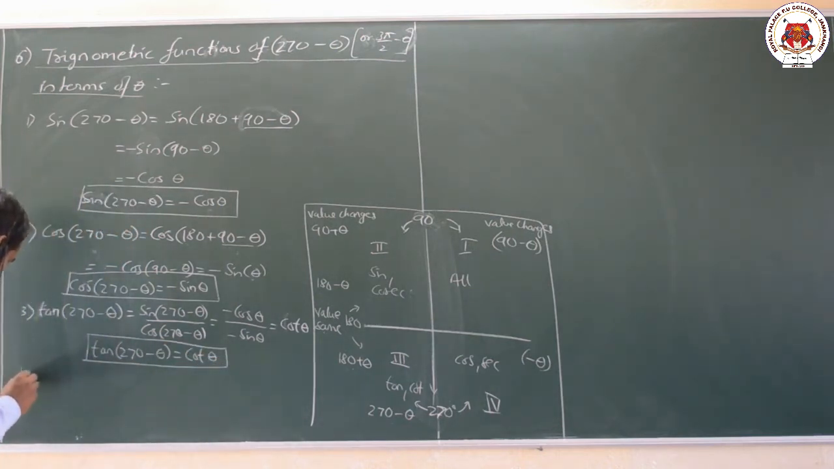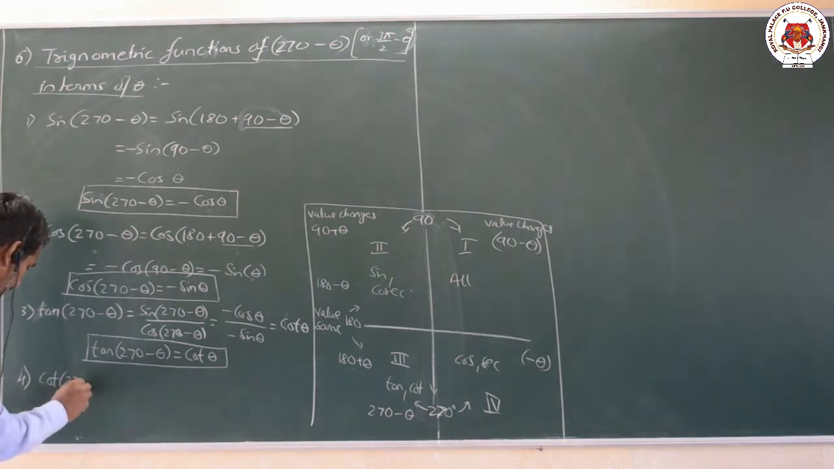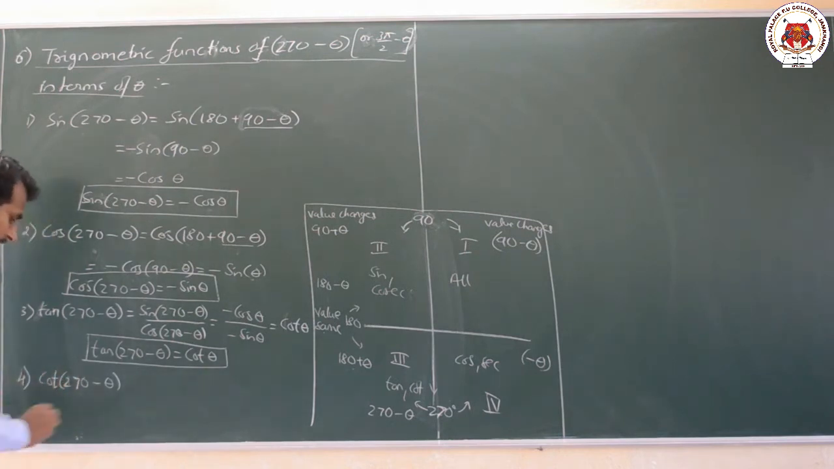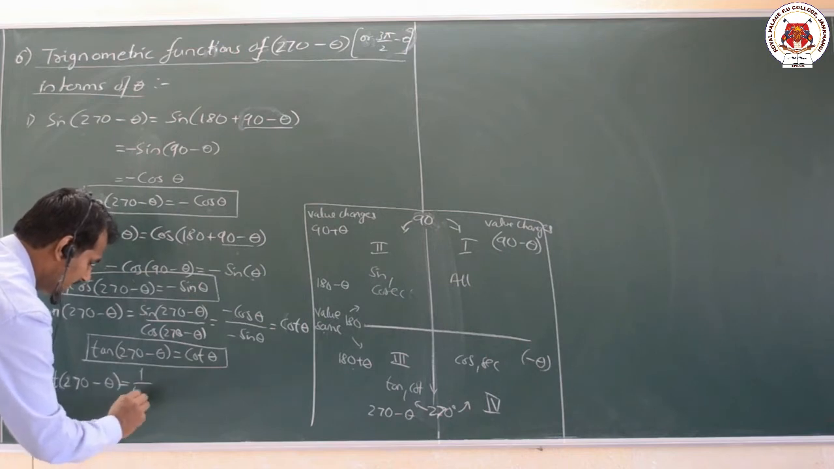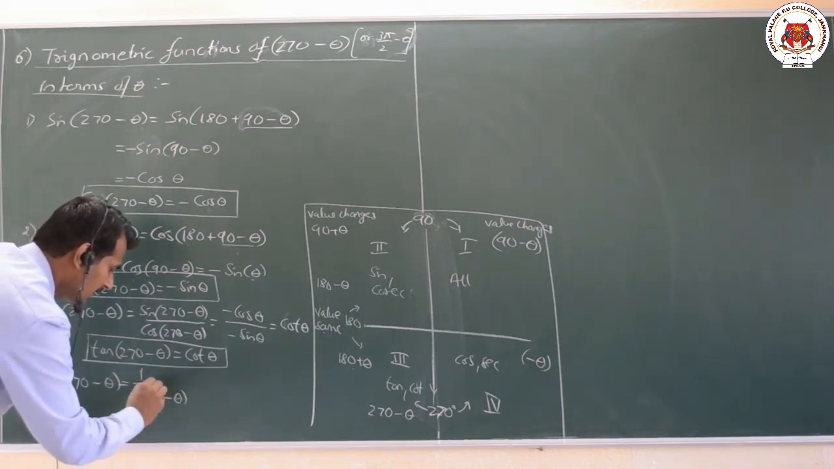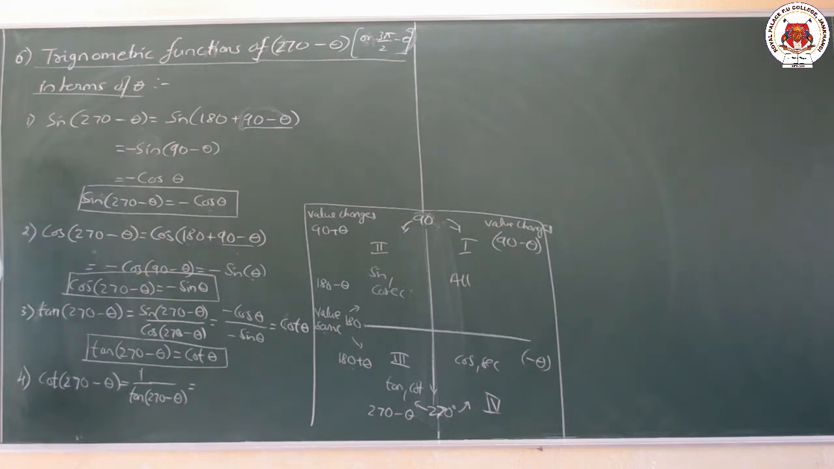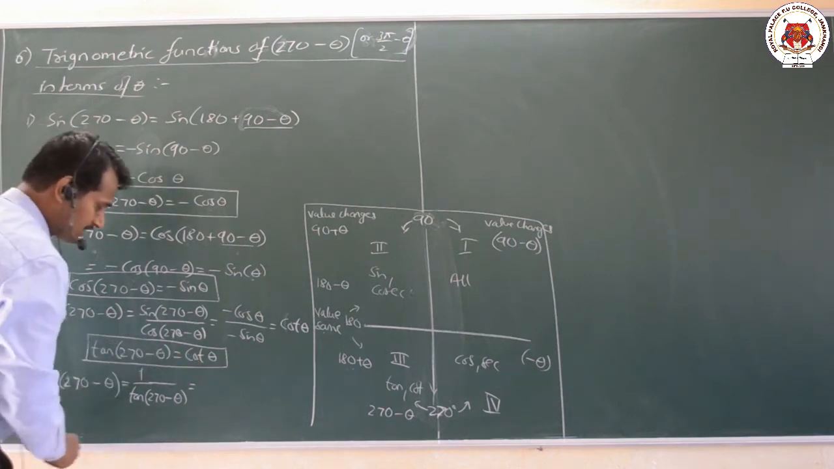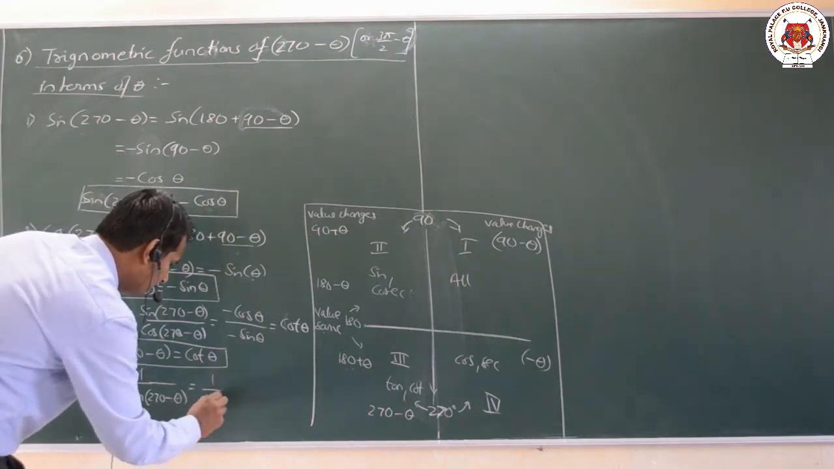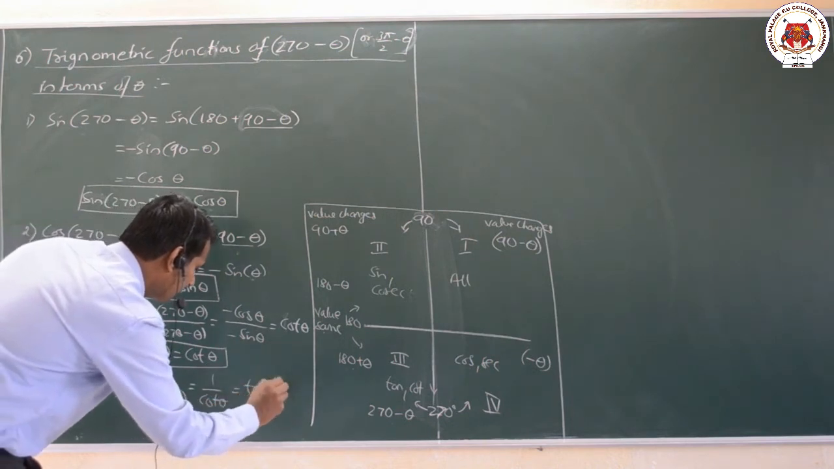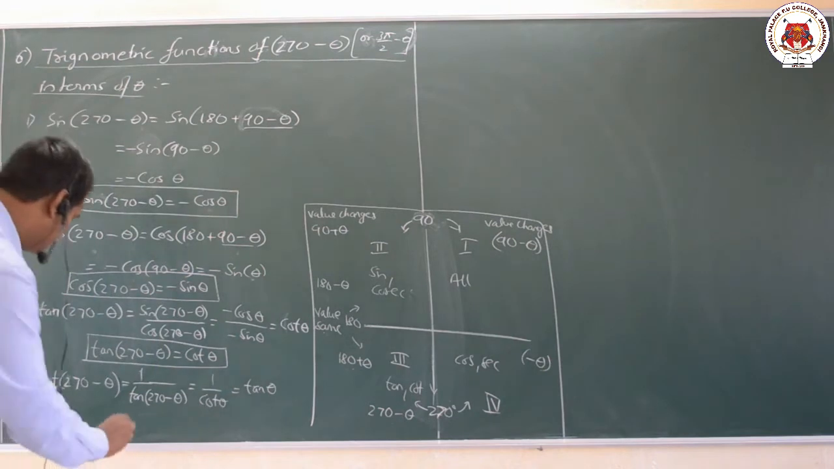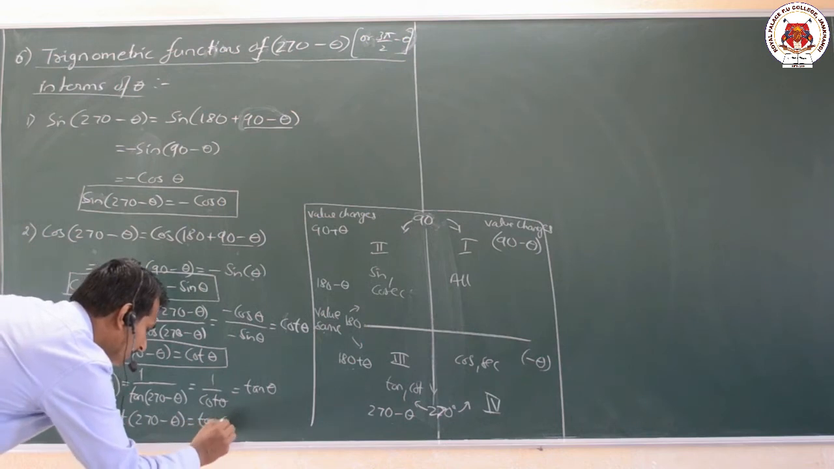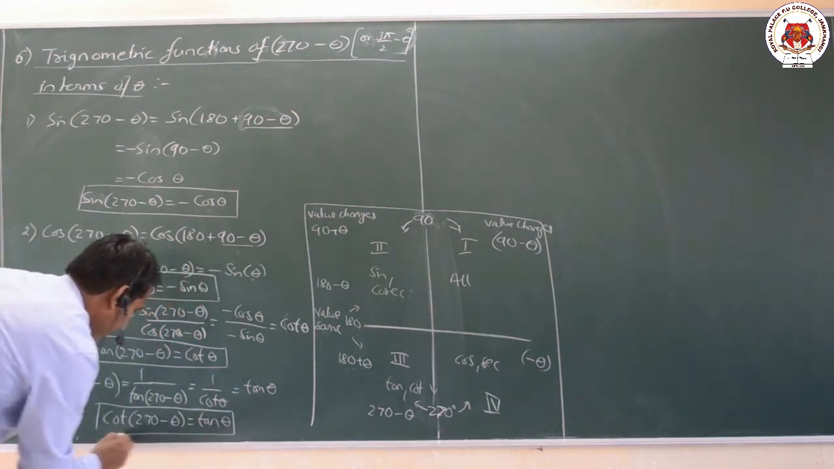One thing. Then comes the fourth one, cot of 270 minus theta. The value will be 1 divided by tan of 270 minus theta. Now tan of 270 minus theta is cot theta, so we get 1 divided by cot theta, the value will be tan theta. So ultimately cot of 270 minus theta is tan theta. That is our required value.